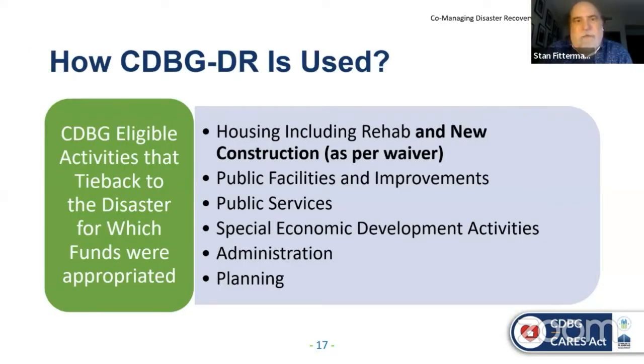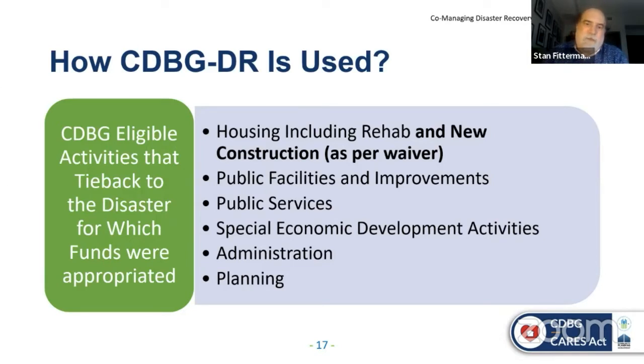All right, so let's start with DR. So eligible activities that tie back to the disaster for which the funds were appropriated. Often this includes rehab and new construction. In most federal DR Federal Register notices, there's a waiver that permits new construction. Often communities will also do public facilities and improvements.